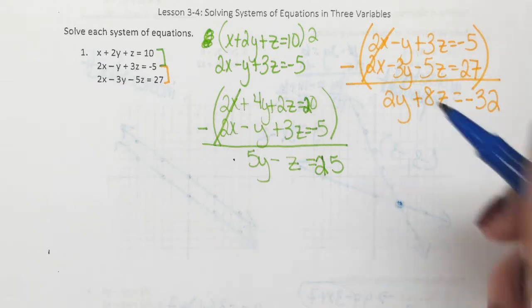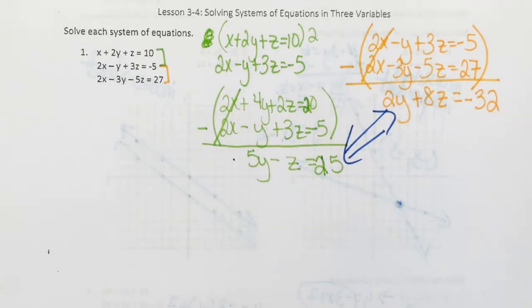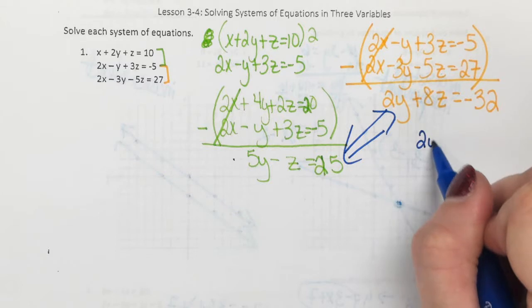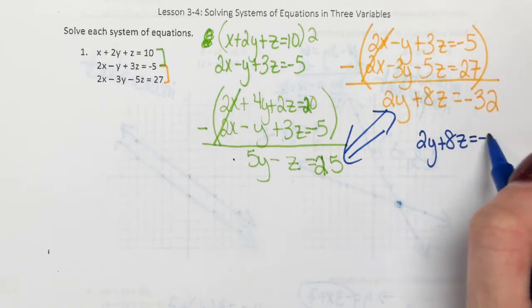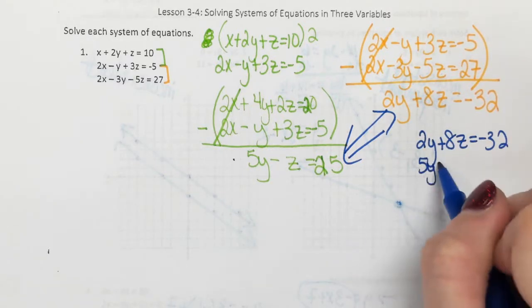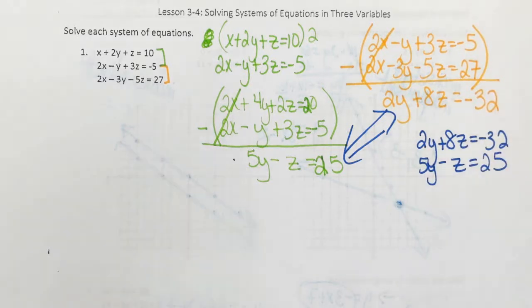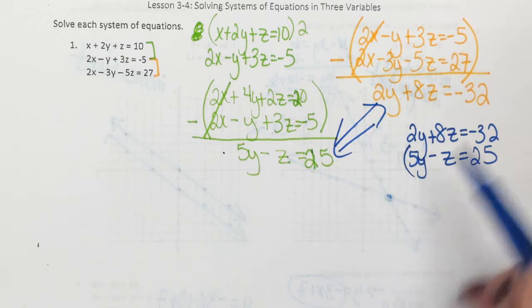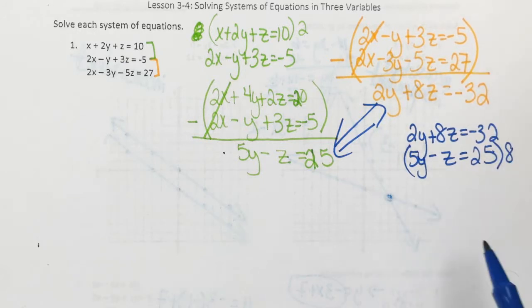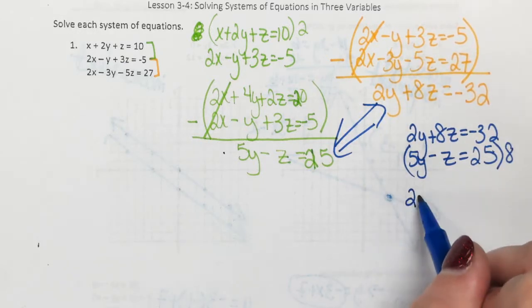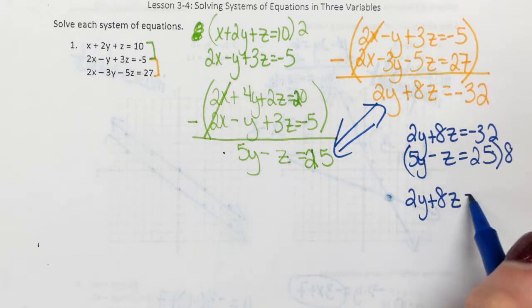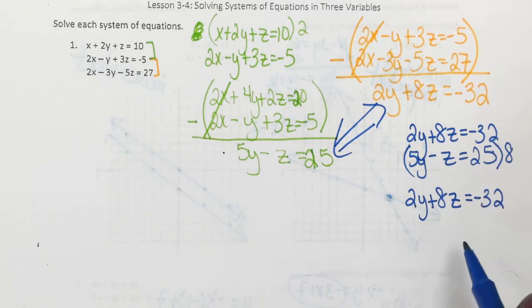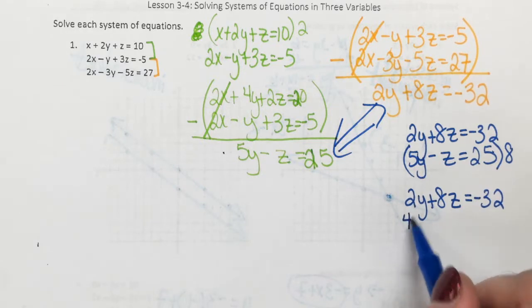All right, now I get to compare these two guys together. So I'm going to stack them right on top of each other. And now it's the same thing we've been doing. Same thing you just took a quiz on. Which one do you want to eliminate, the y's or the z's? Probably the z's, yep. So I'm going to multiply that by 8. So I'm going to bring the top one down. Multiply the bottom one by 8.